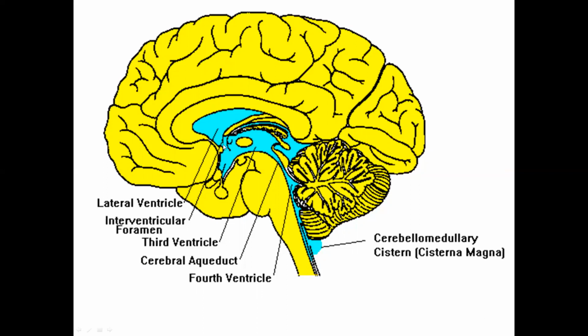This is the region of communication between the lateral ventricle and the third ventricle. That is called interventricular foramen of Monro. This is the fourth ventricle behind the pons and medulla in front of the cerebellum. Now the third ventricle communicates with the fourth ventricle through cerebral aqueduct or aqueduct of Sylvius.